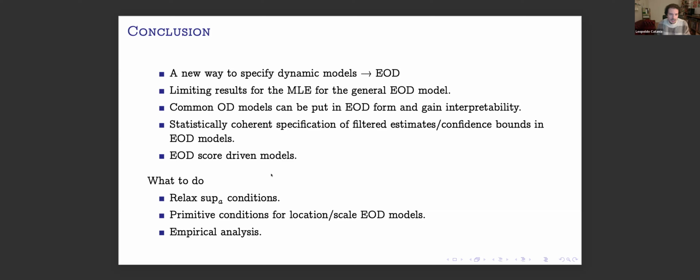So what is in this paper? There's a new way to specify dynamic models. There are results for the maximum likelihood estimator. The message is that observation-driven models can be put in extended observation-driven form and gain interpretability after this process. And then you can construct filtered and predictive estimates with confidence bands in a statistically coherent way.